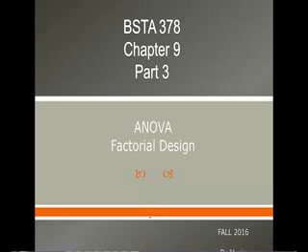Welcome to BSTA 378. This is the third part of Chapter 9, and the topic today is Factorial Design. We have already learned about completely randomized design, we've learned about the block design, and today we will learn about Factorial Design.